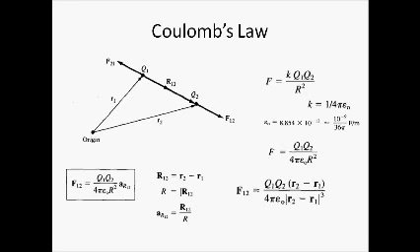Substituting all these values into F12, we arrive at F12 is equal to Q1 into Q2 multiplied by the vector R2 minus R1 divided by 4 pi epsilon naught into the magnitude of R2 minus R1 to the cube. It is noteworthy that F21, the force on Q1 due to Q2, is in the opposite direction of F12, and hence you can write F21 is equal to minus F12.